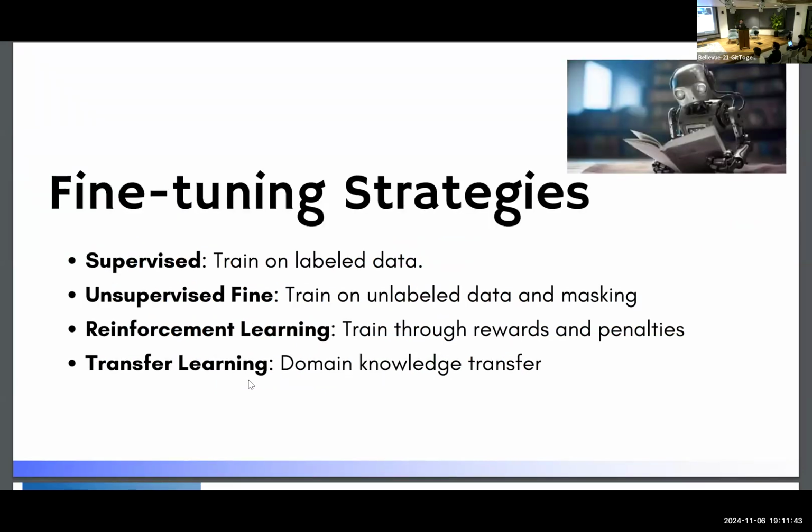So you guys are pretty familiar with the different fine tuning types. You have the supervised with labeled data, unsupervised with unlabeled data, where you introduce masking, reinforcement learning, where you have the rewards and punishment, and then transfer learning, where you transfer one model's data to another.